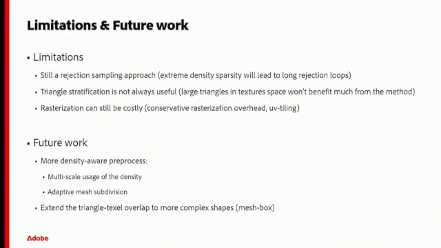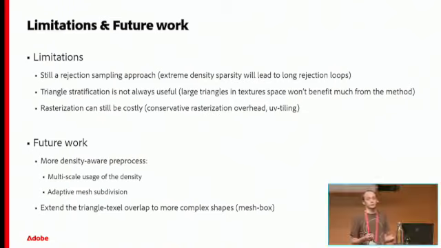Of course, there are a few limitations, which is still a rejection sampling approach. So if you have one white pixel over an 8K density map, it will be hard to find with rejection. But we can still see that future work might address this by processing the density map with, for example, multi-scale and some kind of adaptive subdivision.